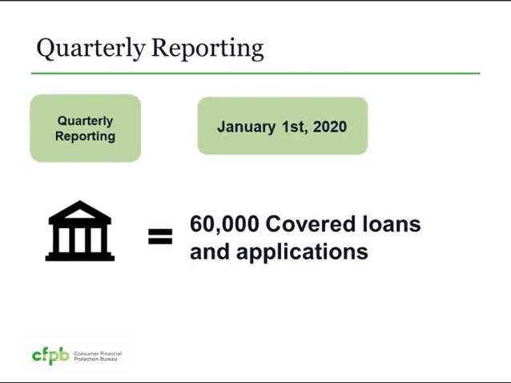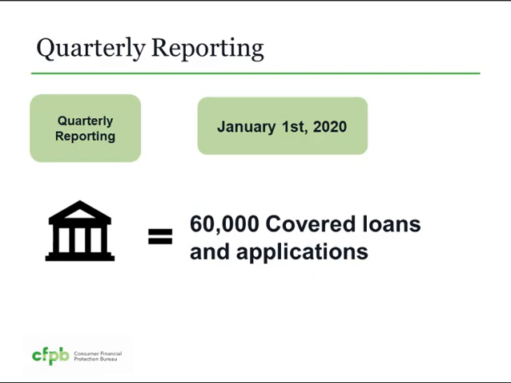Effective on January 1, 2020, larger volume reporters, those financial institutions that reported at least 60,000 combined covered loans and applications, excluding purchased covered loans, for the preceding calendar year will be required to report data on a quarterly basis. These financial institutions must report all data required to be recorded for the calendar quarter within 60 calendar days after the end of the calendar quarter.